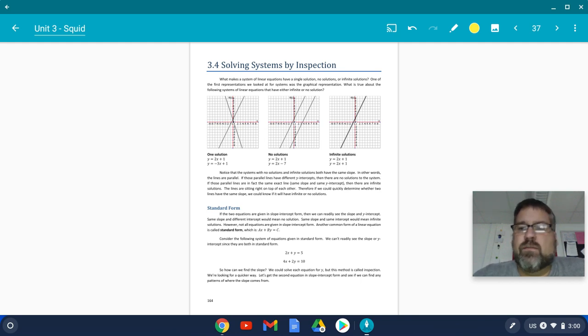3.4, solving systems by inspection. Read and highlight. Let's go to work.